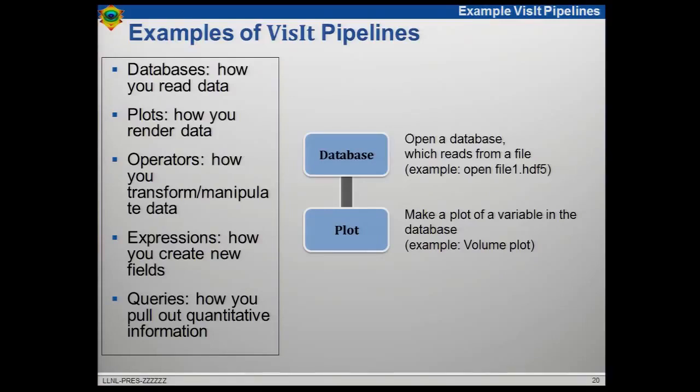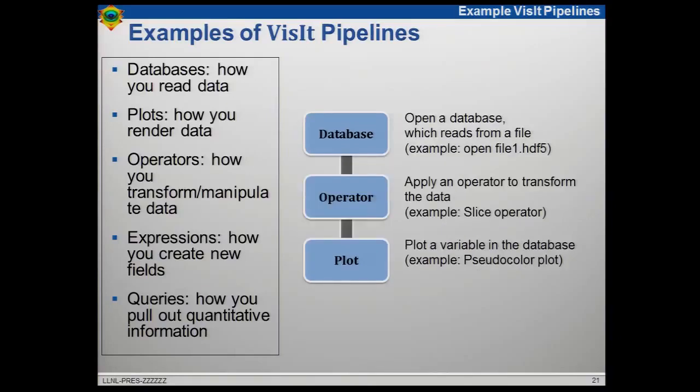The plot is the name inside VisIt for how you render your data, and then you can modify the way you render your data by adding an operator. So the operator will transform your data. For example, plotting a grid of data will show you the bounding box of your data. If you modify it with an isocontour operator, you will see the isocontour.